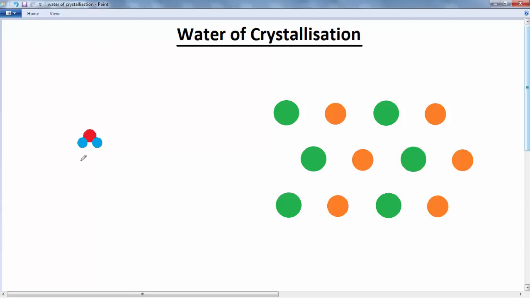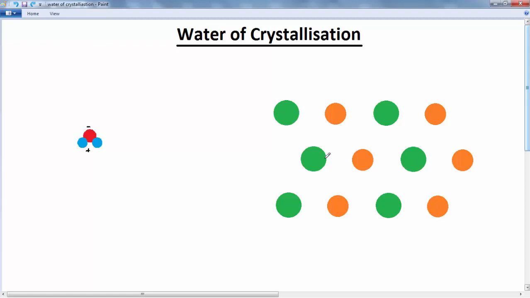Now, water is what we call a polar molecule. Although the total charge on the water molecule is zero, the positive and negative charges tend to be slightly displaced from each other. So there tends to be more negative charge around the oxygen atom and more positive charge around the hydrogen atoms. So if we have a look at the ionic salt lattice, for example, let's take copper sulfate as an example.